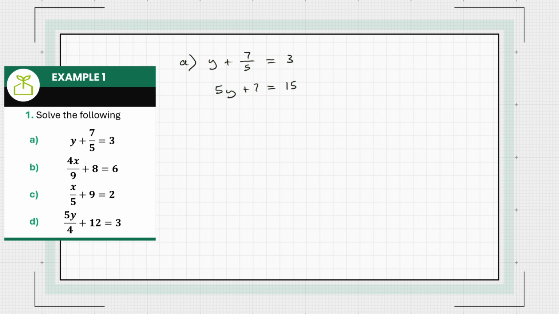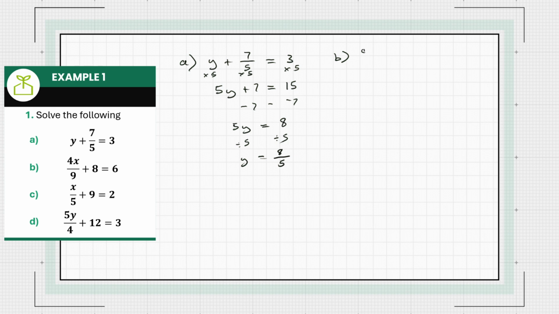Now, it's just like our question from before. So we can now take away 7 from both sides, and we will get 5y is equal to 8. Then dividing both sides by 5, we get y is equal to 8 divided by 5. Okay, it's important to note when you're multiplying both sides by 5, obviously you multiply the 3 by 5, but you also have to multiply the y by 5, so both terms here get multiplied by 5.